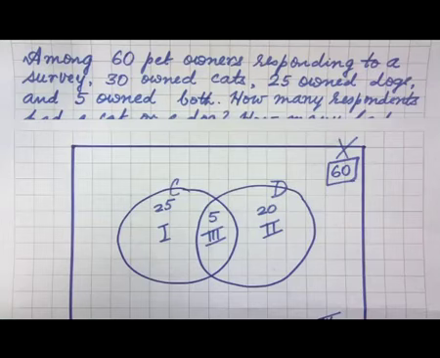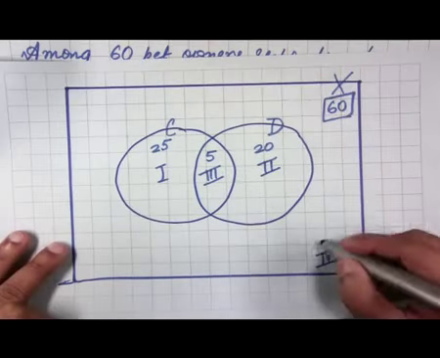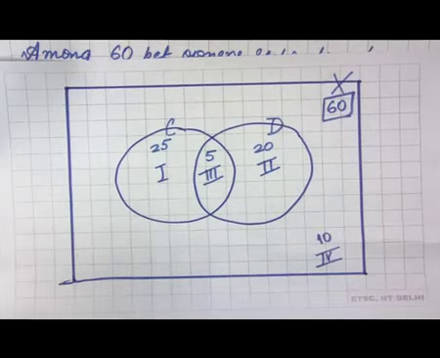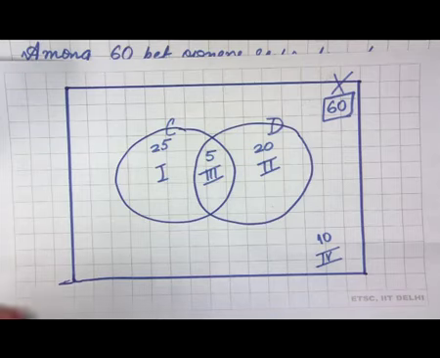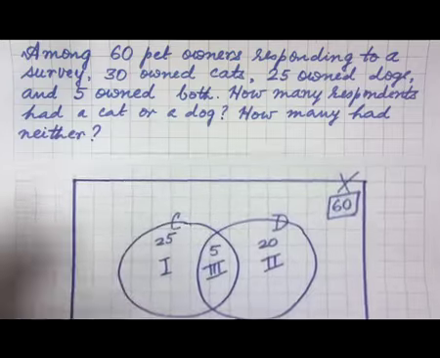Well, 25 plus 5 plus 20 represents the sum total of C and D. In other words, the union of C and D. If you add the 3 numbers up, you get 50. It leaves you with 10 solely for the outside of C and D, or the complement of C and D. Complement of C union D, I should have said.